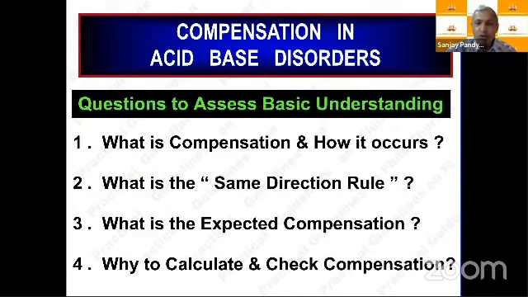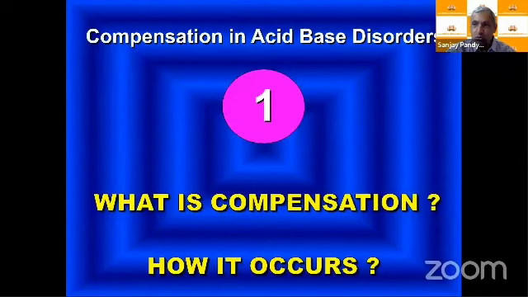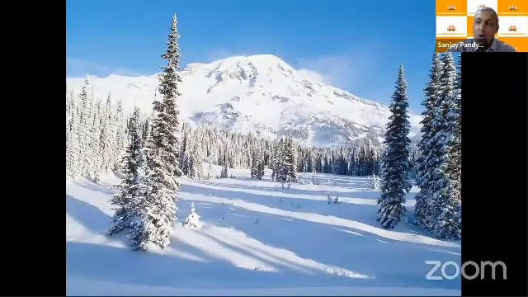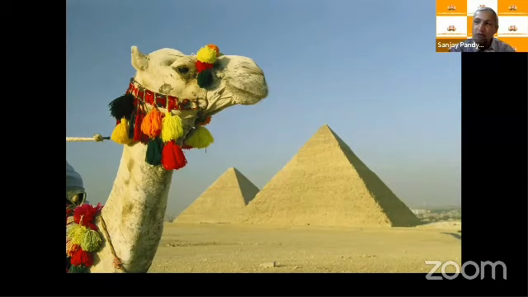Okay. Now, when we want to learn about compensation, we have some questions: what is compensation? What is the same direction rule? What is expected compensation? And why calculate and check compensation? To start with, we will discuss what compensation is and how it occurs. If we go to a snow mountain, it will be cold. We would like to have a coat, cap, and gloves and everything to protect ourselves. But if you go to see the pyramids in Egypt, you would like to have a thin white shirt. So that is the compensation to protect ourselves from change in temperature.